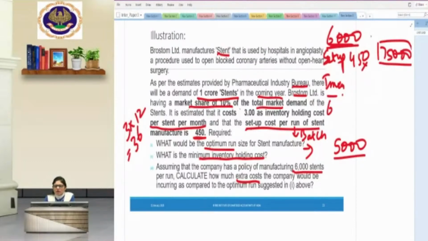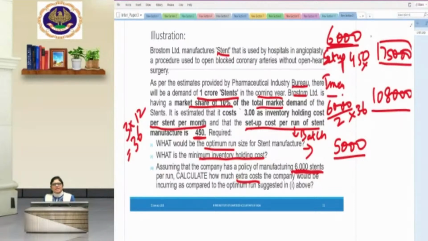Inventory holding cost: 6,000 divided by 2, so 3,000, into 36. 1,08,000 will be the minimum holding cost if you produce 6,000 stents at one time. I'm repeating. If you're producing 6,000 stents at one time as the company policy, how much setup runs do you require?